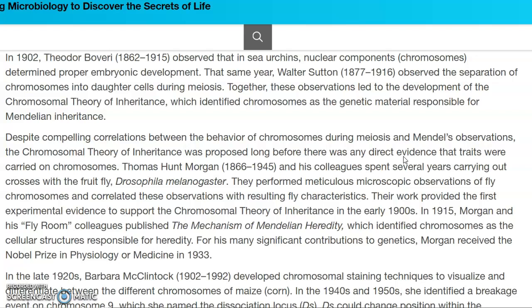So he basically followed up on all of Mendel's research, proving Mendel right. Mendel just didn't know about chromosomes because chromosomes had not been discovered when he was doing all his work. So really, with the work of Boveri and Sutton, Thomas Hunt Morgan was able to put it all together with Mendel's work.